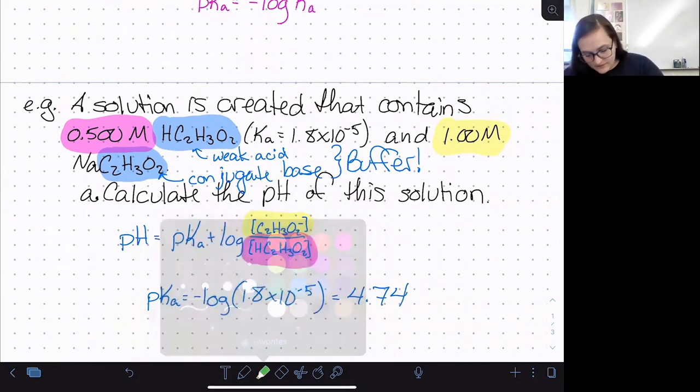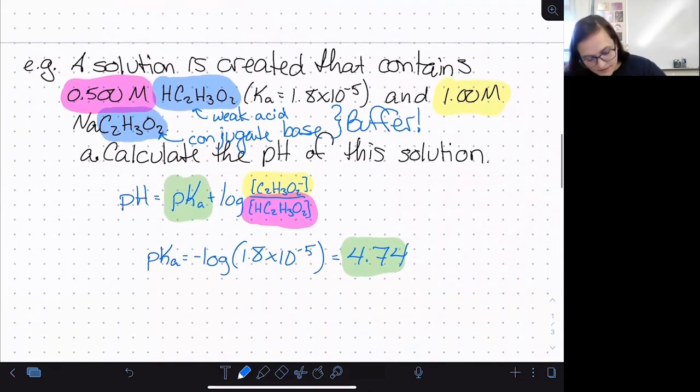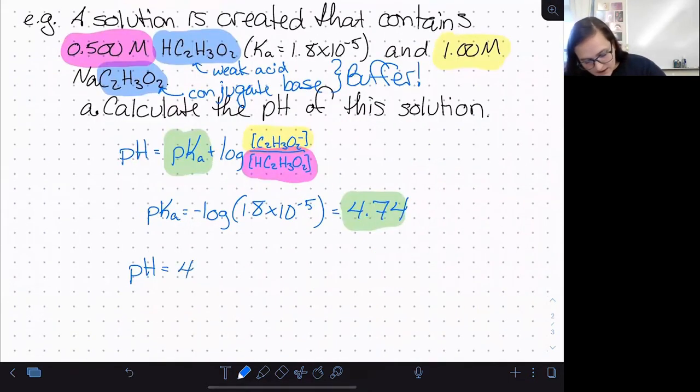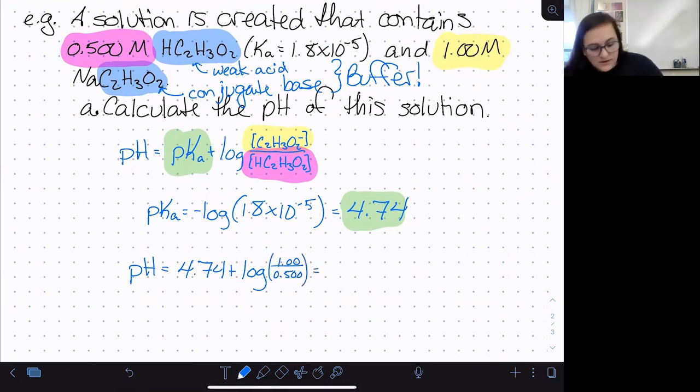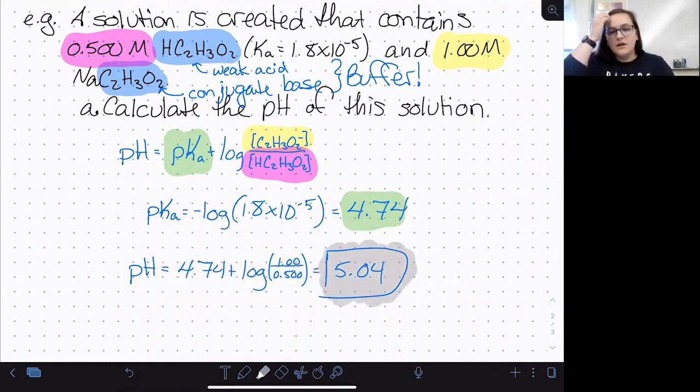So that is the last piece of information that we needed to be able to plug in to our formula here. So our pKa is 4.74 plus the log of 1 over 0.5. 0.5 was on the bottom, which gets us a pH of about 5.04. So that was what we were looking for, was to calculate the pH of the solution.